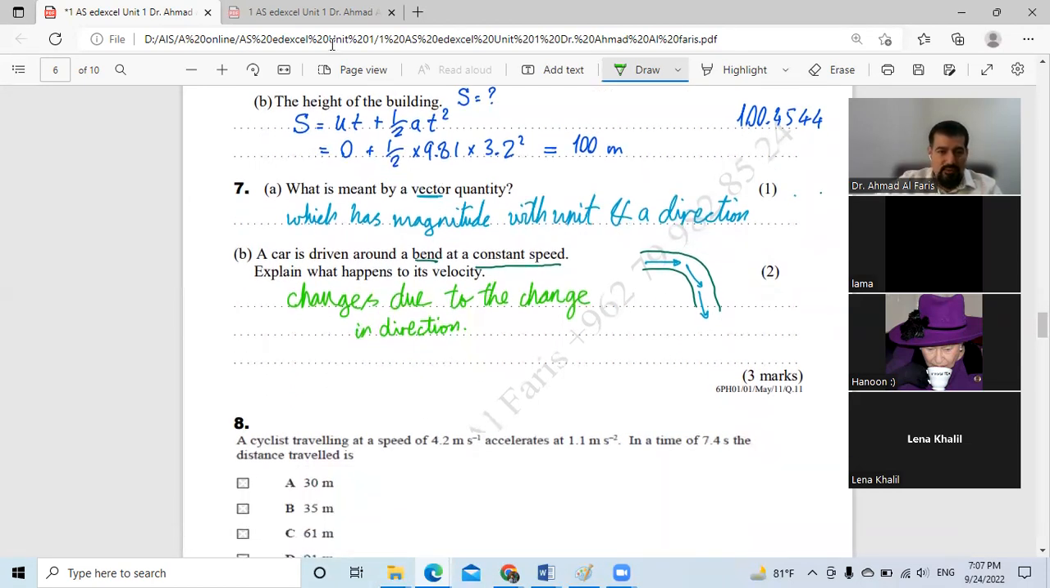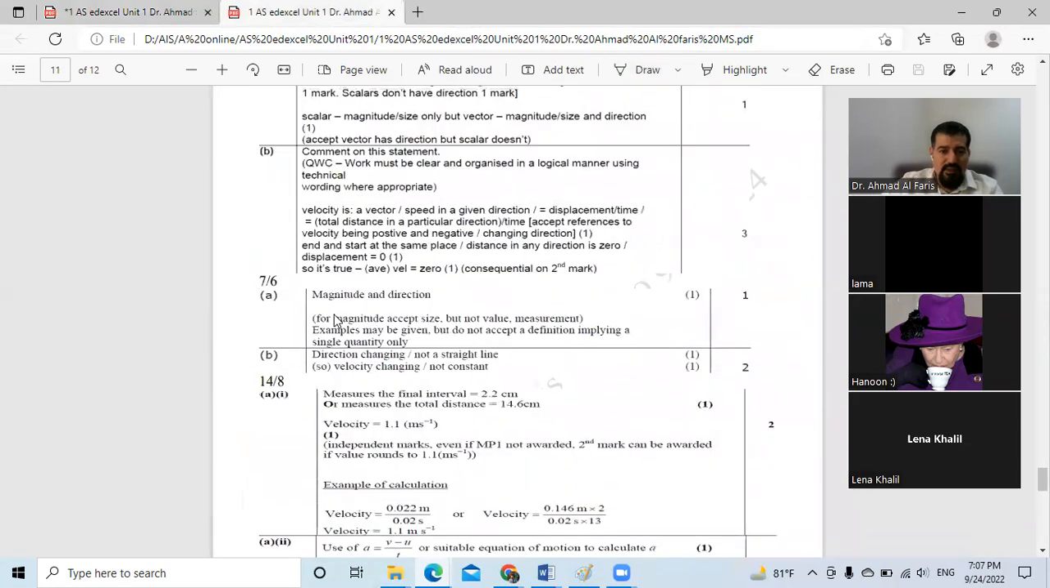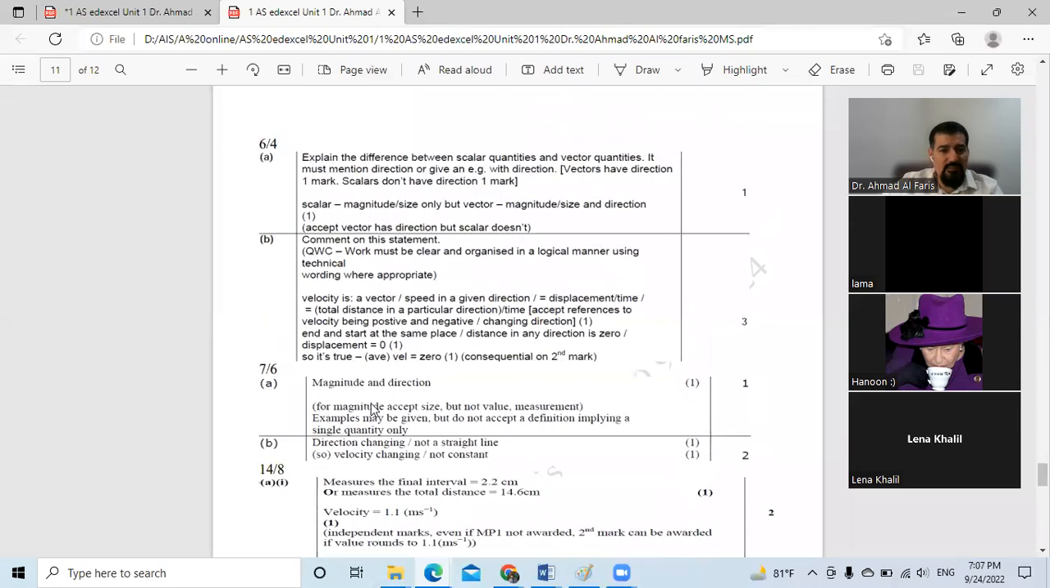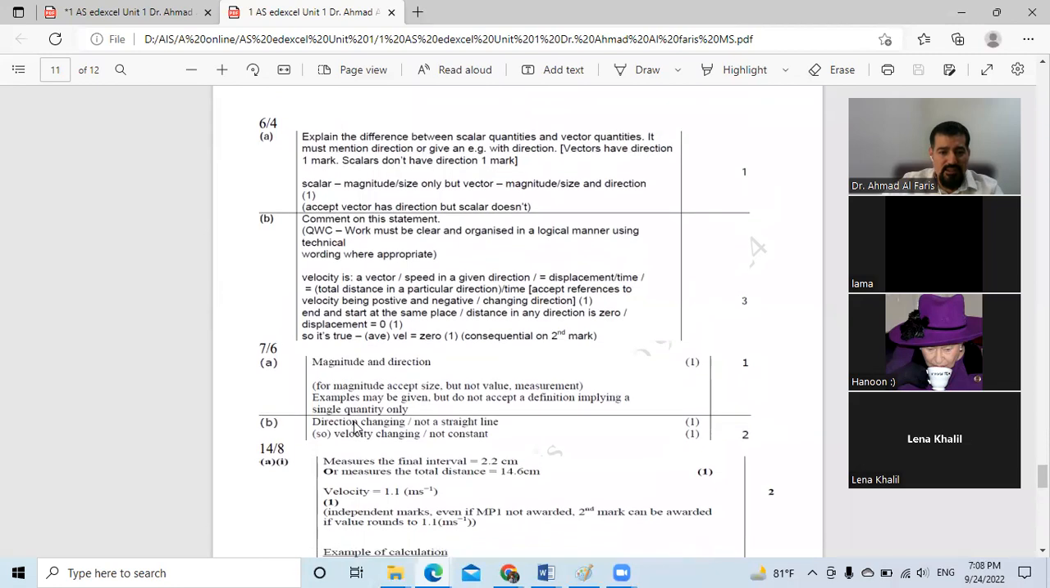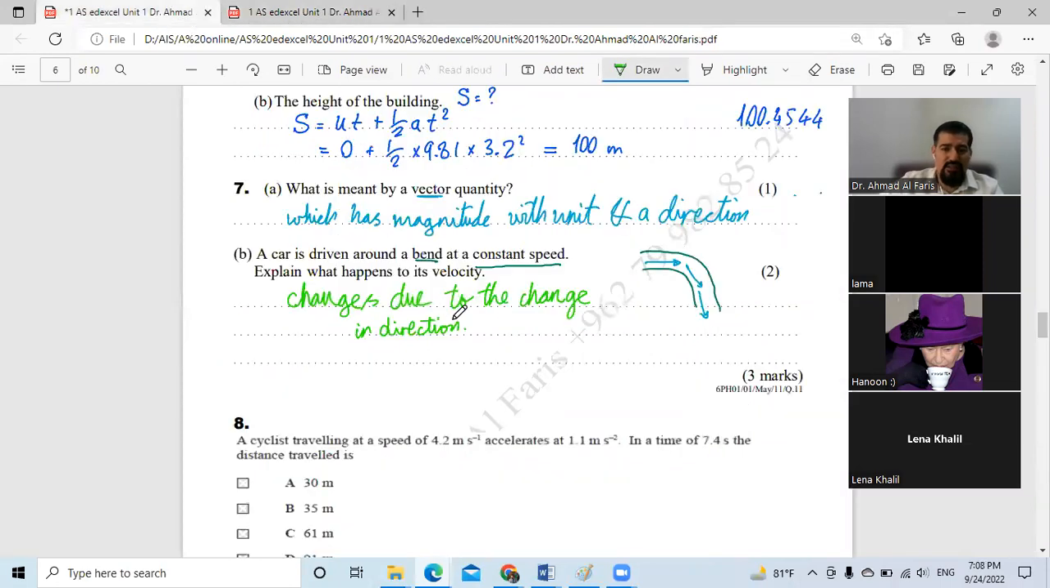Okay. Now, if you want to check, this is the mark scheme. Let me show you what they ask: magnet and direction. For magnet, accept size but not value measured. Example given, but do not accept definition applied. That means it changes what? Its direction. Direction changes, not a straight line. Velocity changes, not constant. Due to what? Change in direction. Tamam?